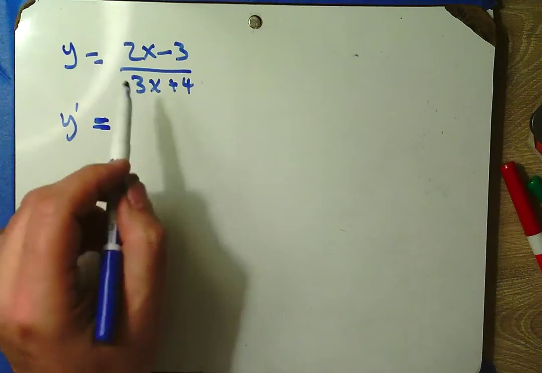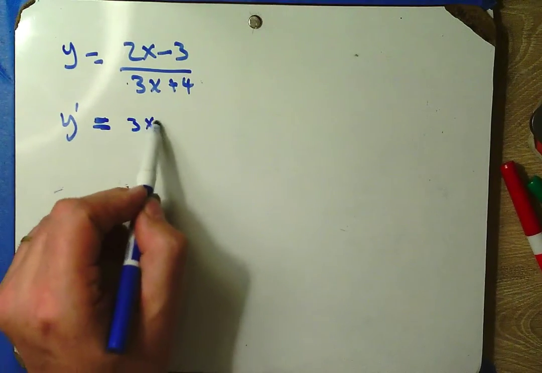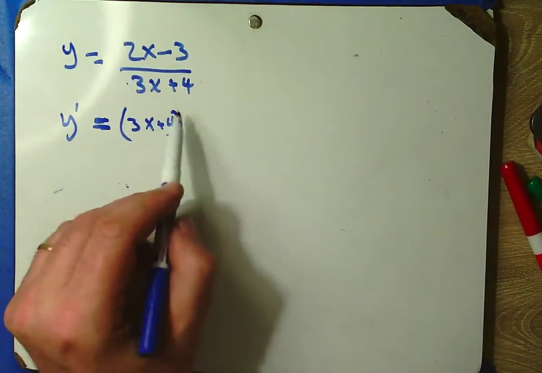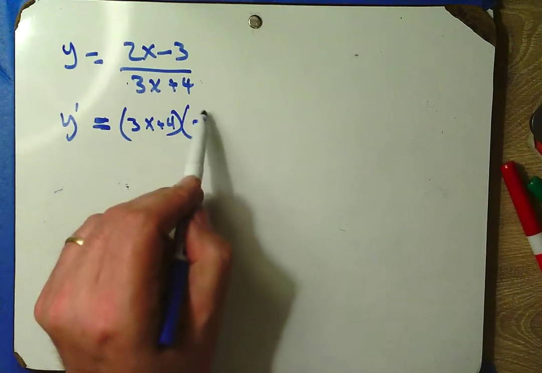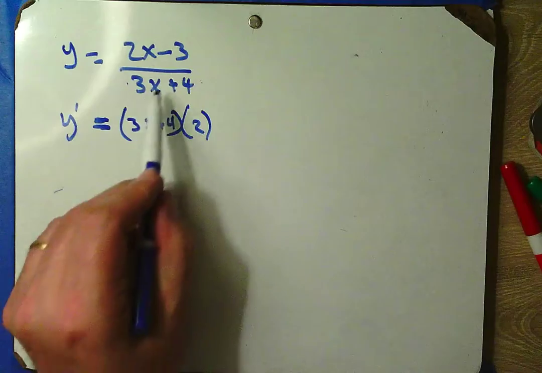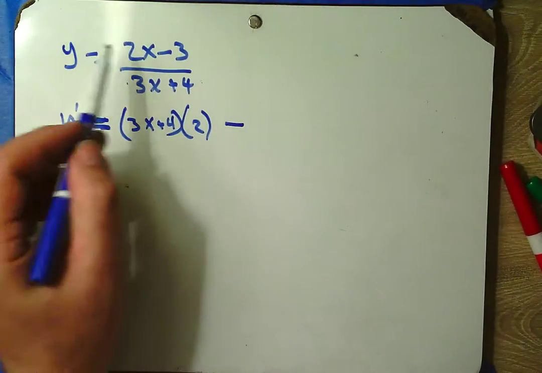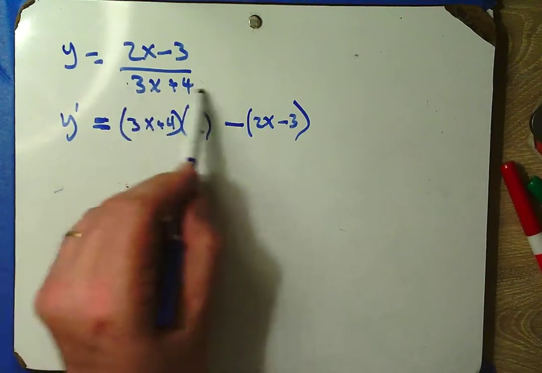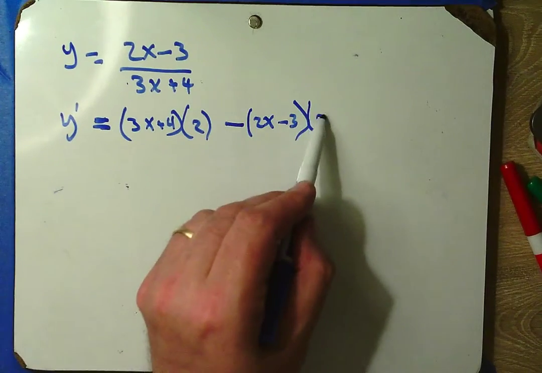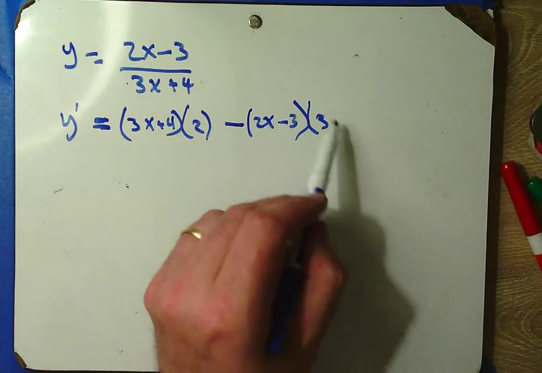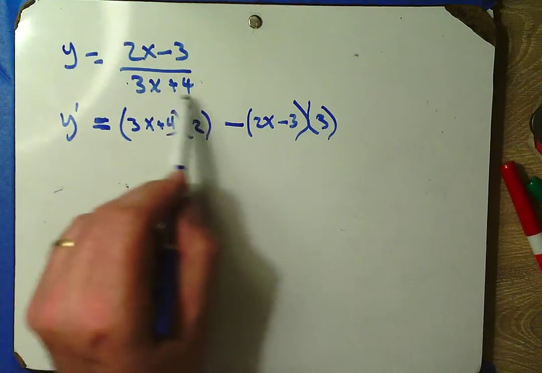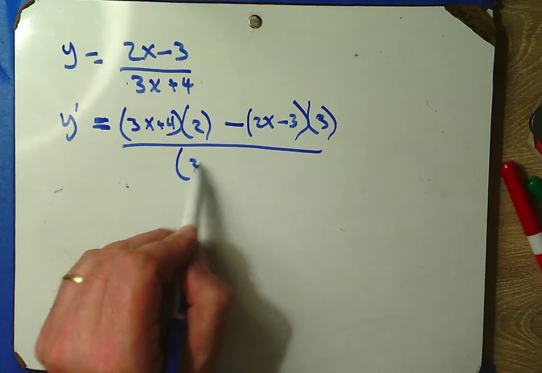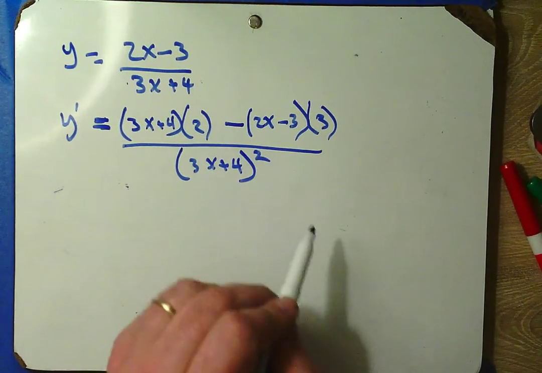how'd you do that? Anyway, we want low, 3x plus 4, D high, the derivative of this stuff. Well, the derivative of 2x is 2, and the derivative of minus 3 is 0. Then remember, low D high minus high, 2x minus 3, d low, we need the derivative of this function. Well, the derivative of 3x is 3, the derivative of 4 is 0. So we're just going to be multiplying by the derivative of the bottom function, which is 3, all over, and this is something that many students forget, 3x plus 4 quantity squared.